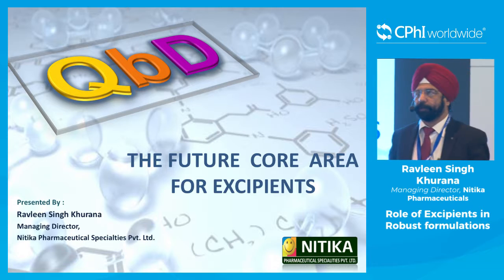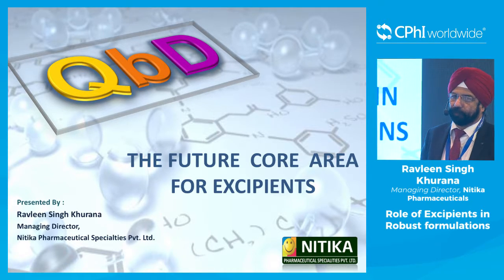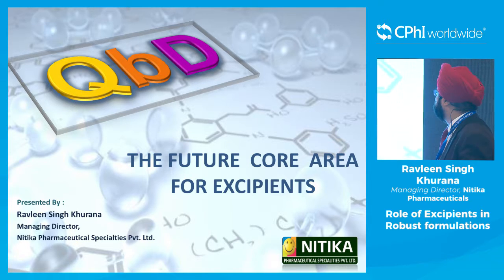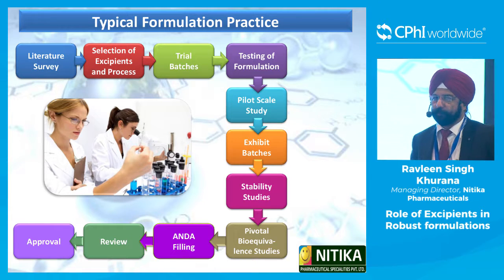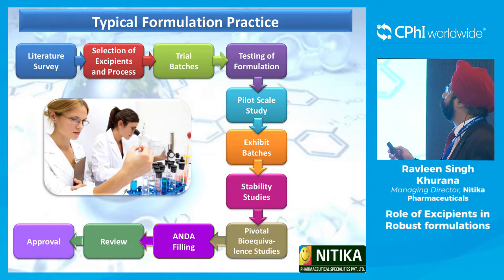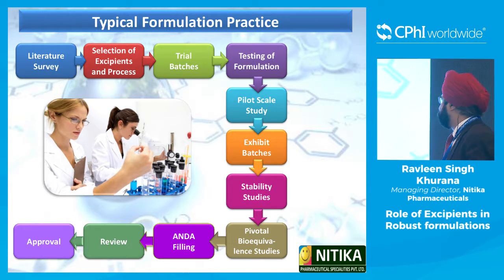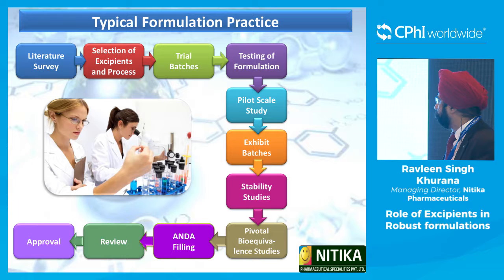We're going to talk about the role of excipients in making a robust formulation. This is the typical formulation practice that we all adopt, which starts from the literature survey. Then we have the selection of excipients, the trial batches, testing of formulations, the pilot studies, exhibit batches, stability, bioequivalence, ANDA review, and finally the approval. This is the conventional approach that we all have been following.